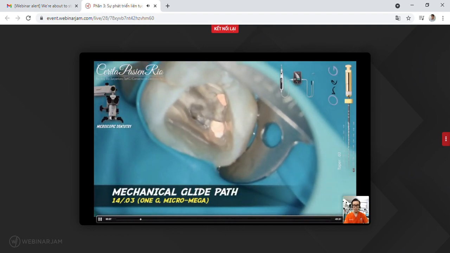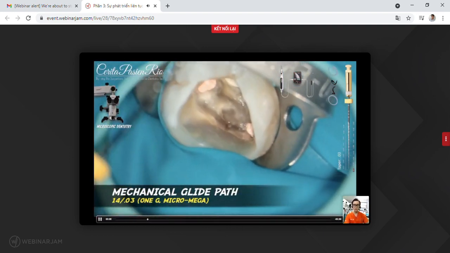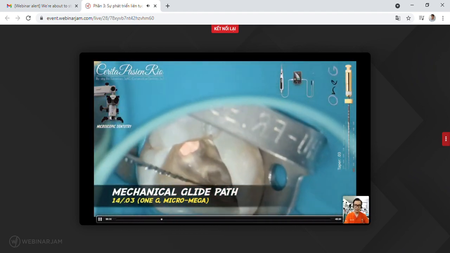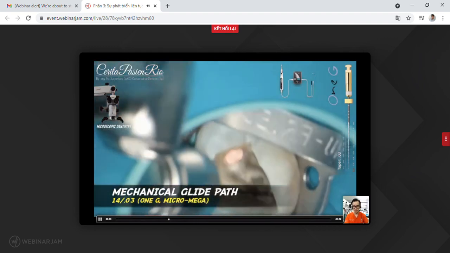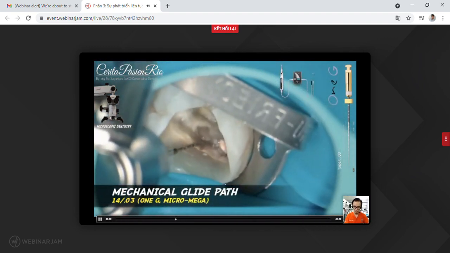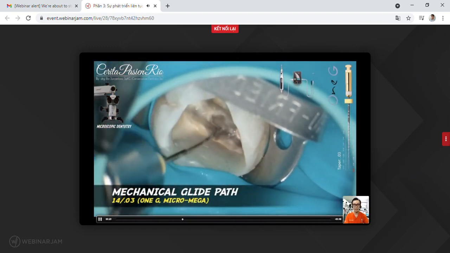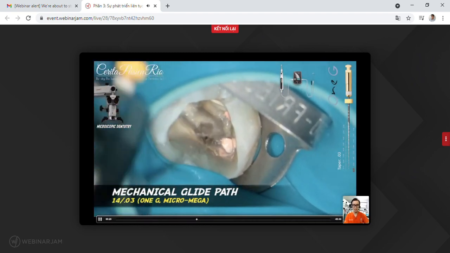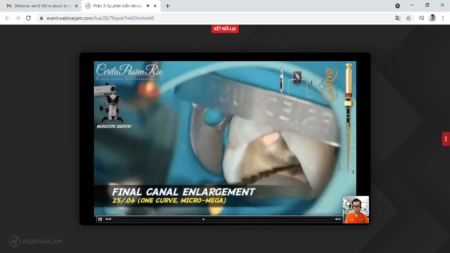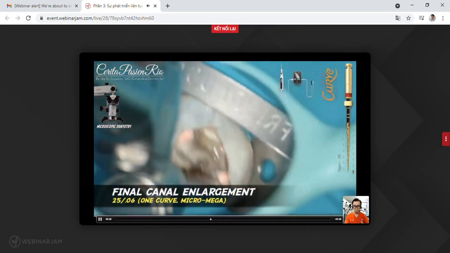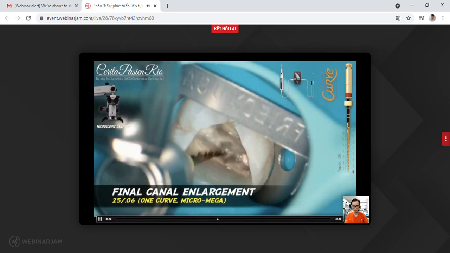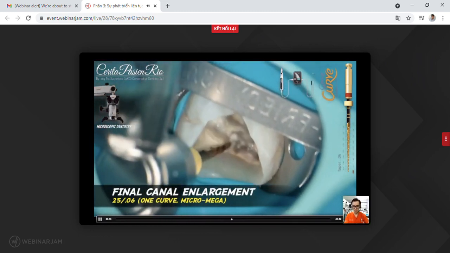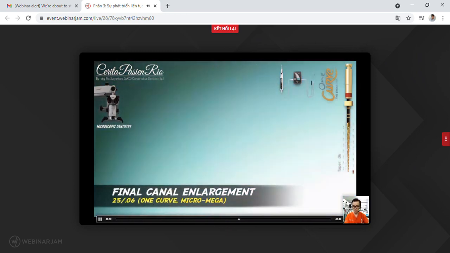So this is it. We have to secure the glide path using 1G. 1G is a glide path file from Micromega, and it has a 14, 3% continuous taper diameter, so it can be used to secure the glide path. And after that, I do a canal enlargement using One Curve from Micromega.